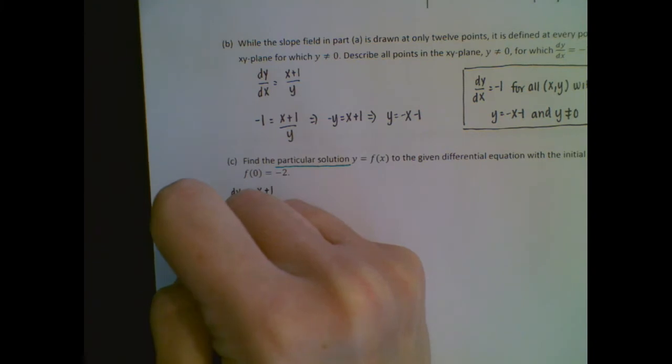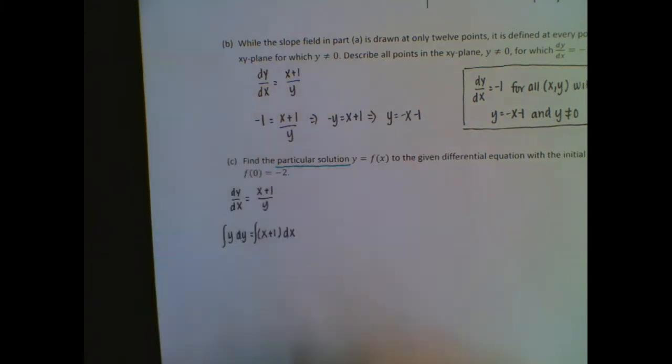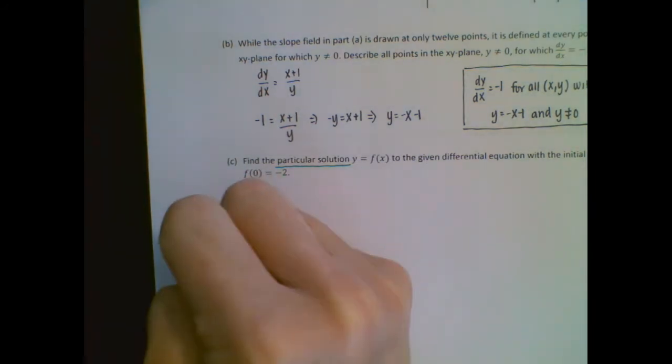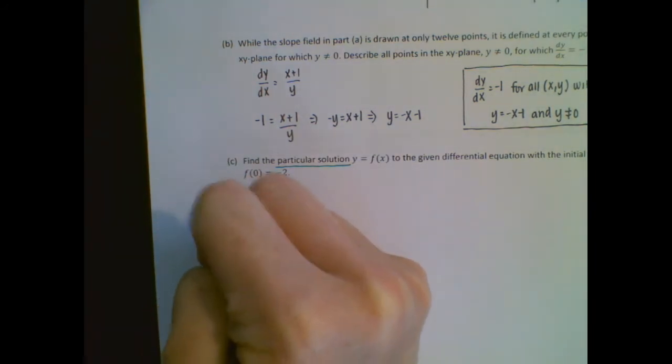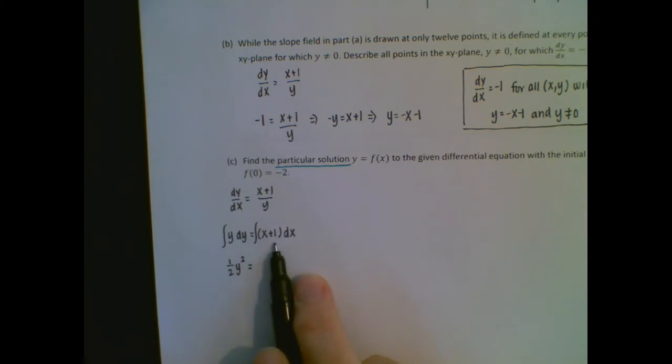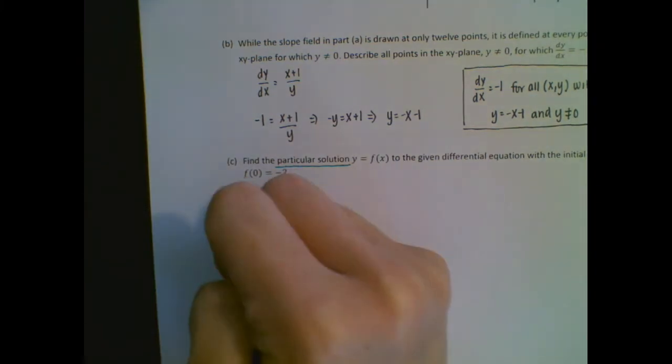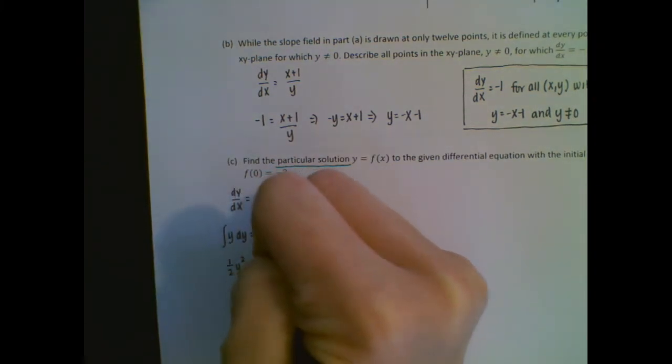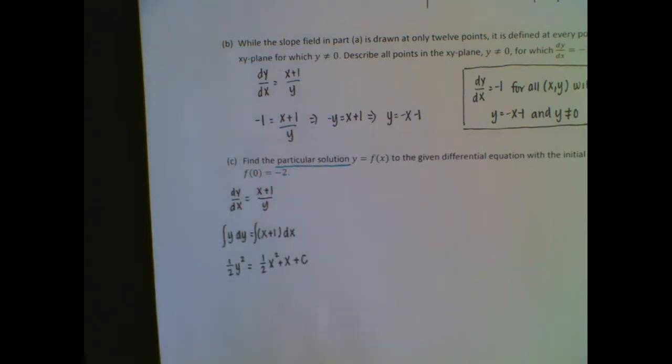And remember that I want to solve for y here, so I'm going to go ahead and integrate both sides. My integral of y dy is going to be 1/2 y squared. And my integral of x plus 1 is going to be 1/2 x squared plus x. And I'm going to put my plus c in here.